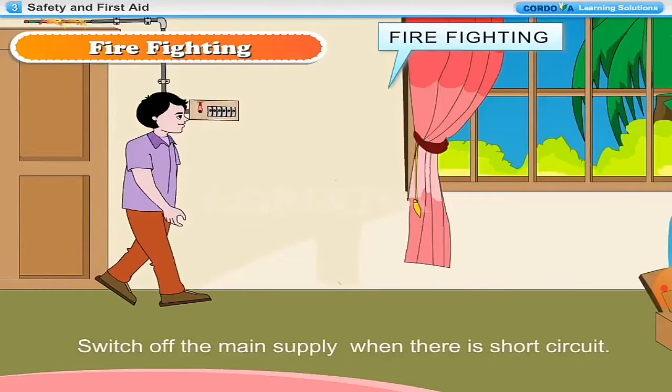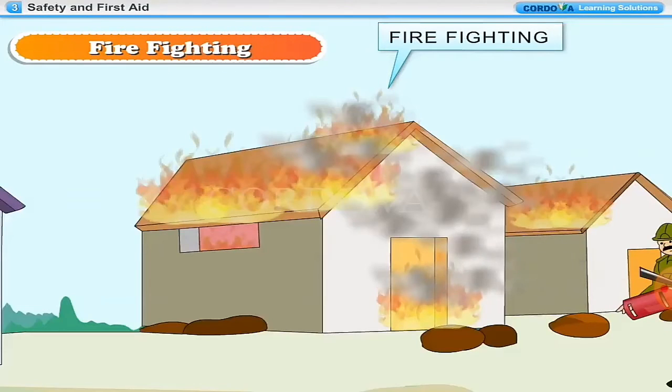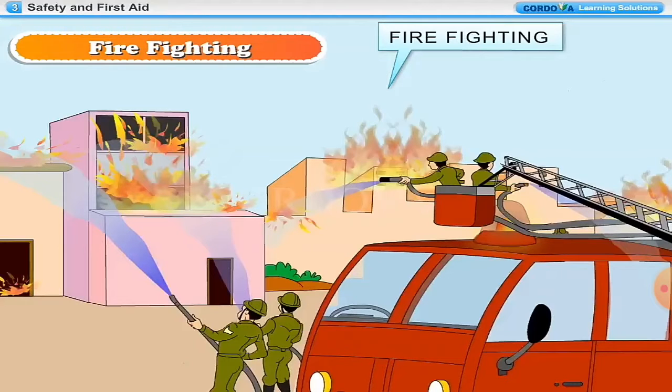Smaller fires are also extinguished by some special devices called fire extinguishers. If they are available, we must learn to use them. In case of big fires, we should shout for help immediately and dial 101 on our telephone to call the fire brigade.